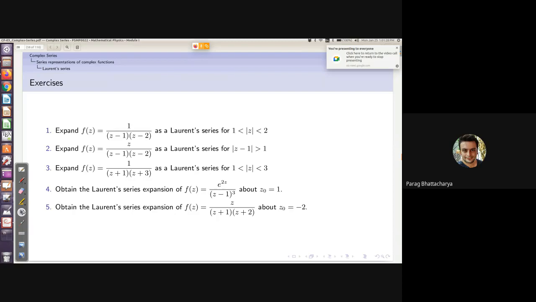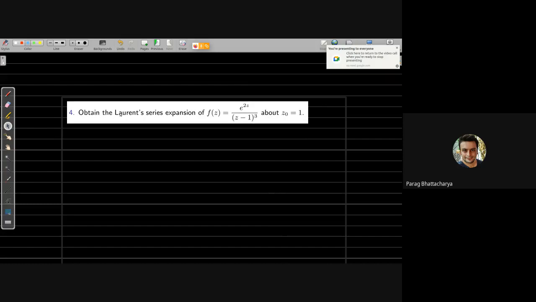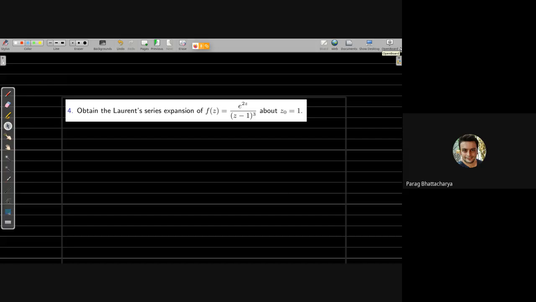We are planning to do question number 4, right? So let me grab this. Question number 4. In this problem, what we're supposed to do is obtain the Laurent series expansion, but not in a region. You have to obtain the Laurent series expansion about z naught equals 1. It is not specified that we want this much radius, so that means you can choose. This is what is happening here.